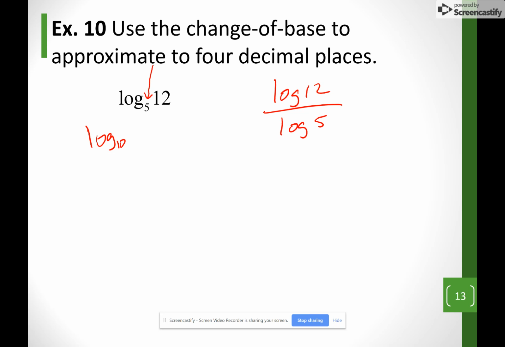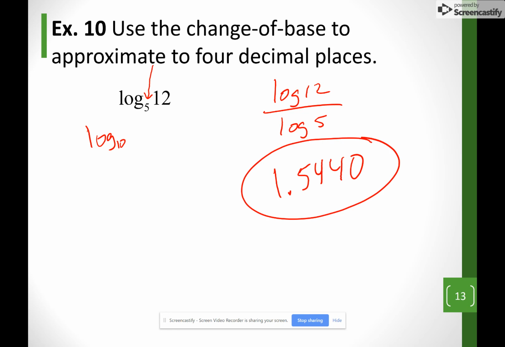So I grab my calculator. Log of 12, it gives me about 1.079 divided by 5 log. If you see a 0.6989, that is just what log of 5 is. Don't forget your equal sign. And my answer should be 1.5440. I rounded it to 4 decimal places. It's just for us to practice.